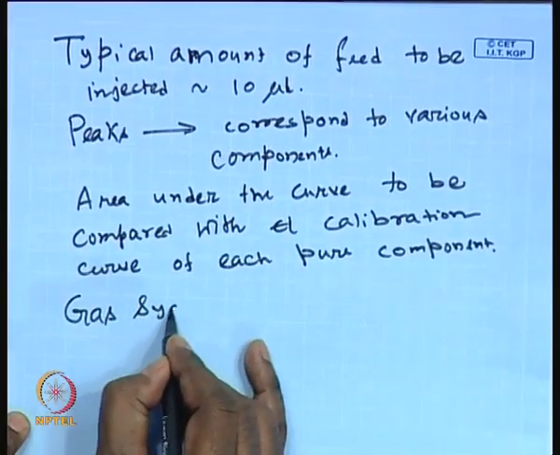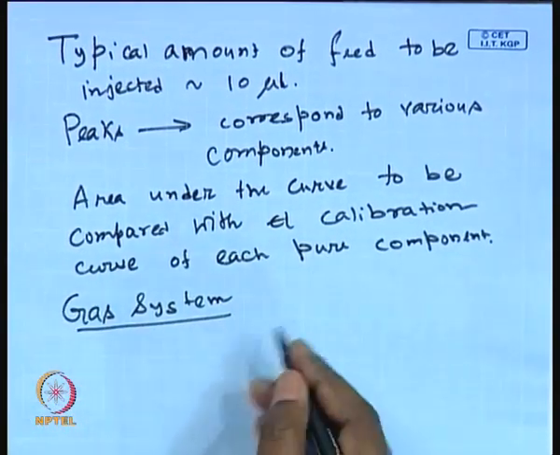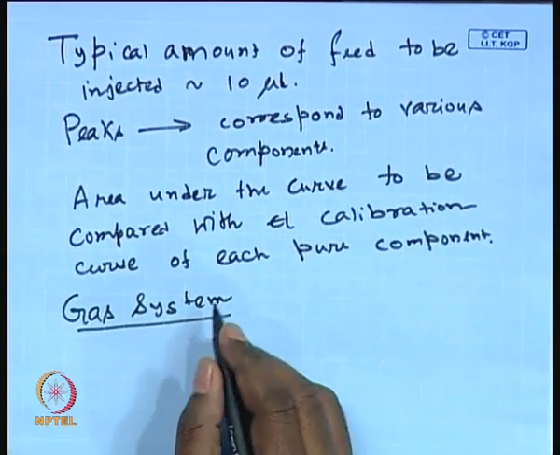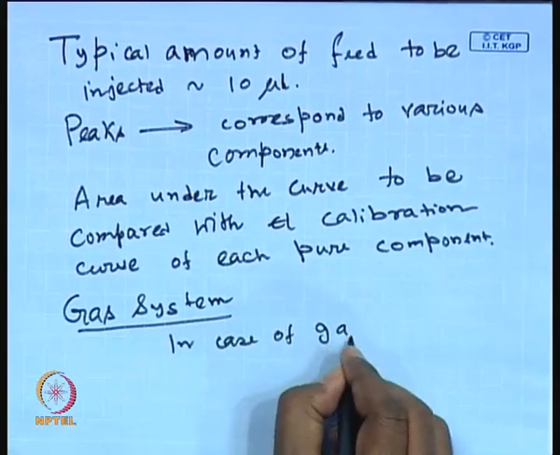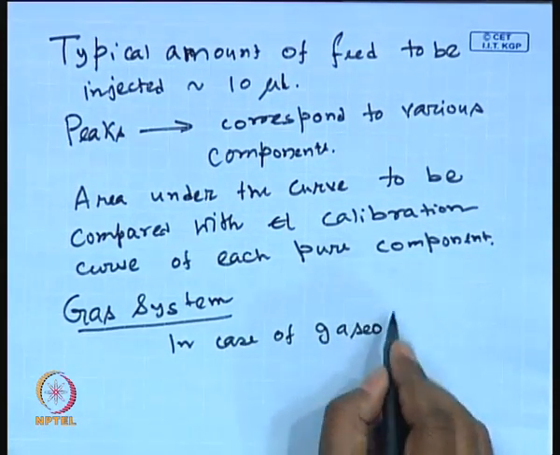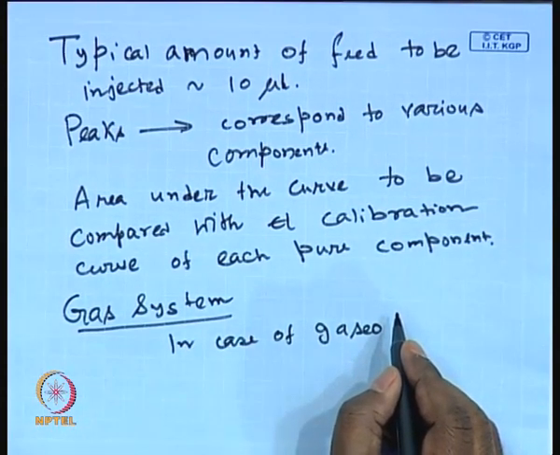Okay. Now, let us look into the underlying principles of chromatographic operation or the chromatographic separation process. There are various systems. One can have a gaseous system, one can have a liquid system, or various other types of systems. Let us talk about the gaseous system. In case of a gaseous system, instead of a solvent or a solvent mixture, you will be having a carrier gas.